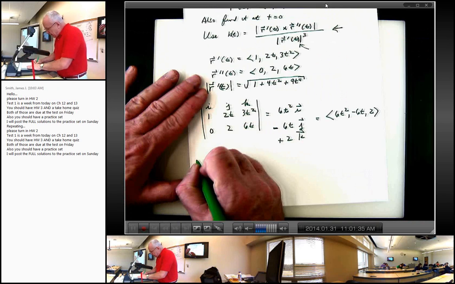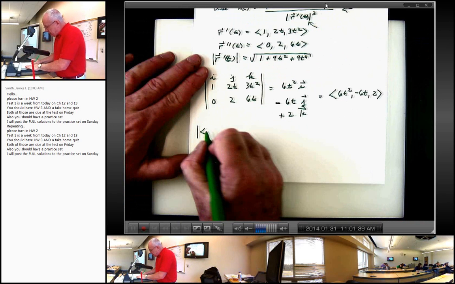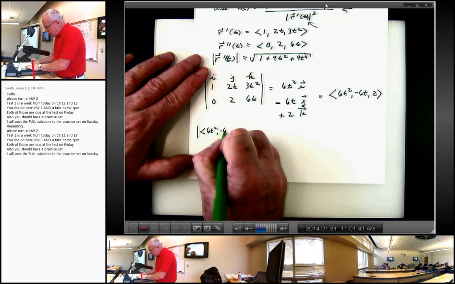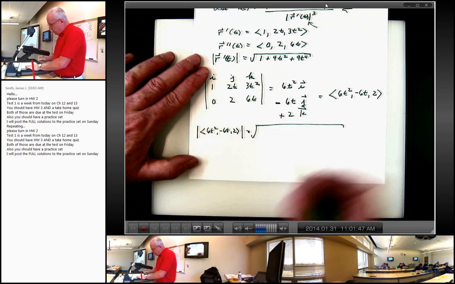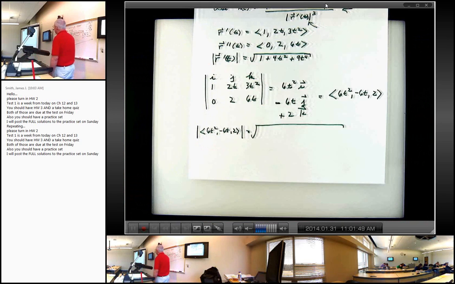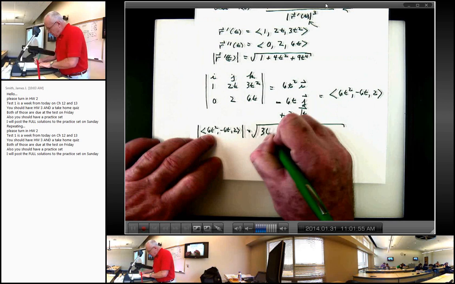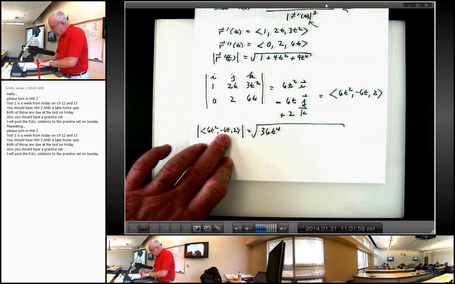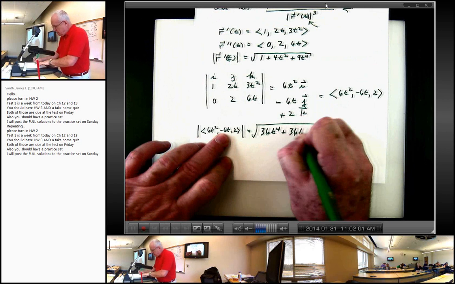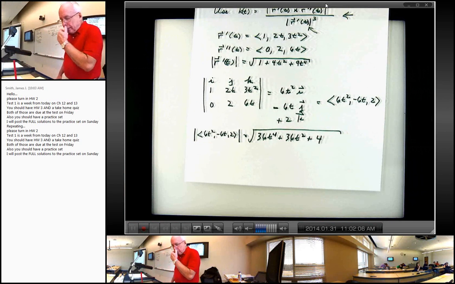So let's find the magnitude of <6t squared, minus 6t, 2>. That's going to be the square root of the sum of the squares. So what's that going to be? 36t to the fourth, another 36t squared, and then 2 times 2 is 4.